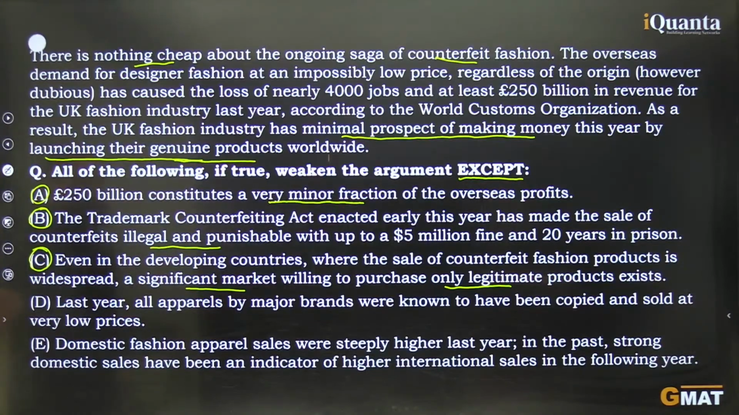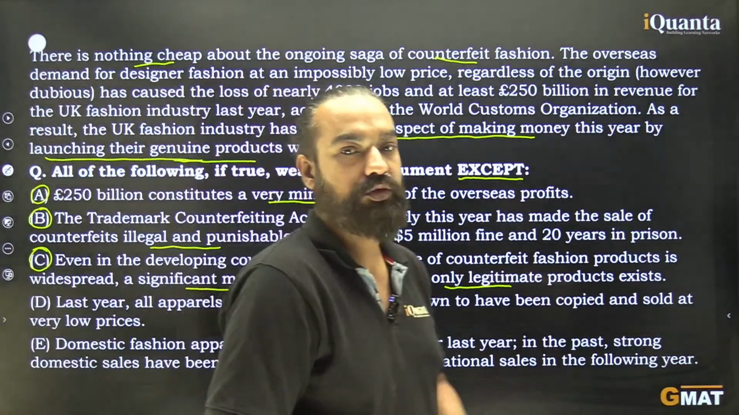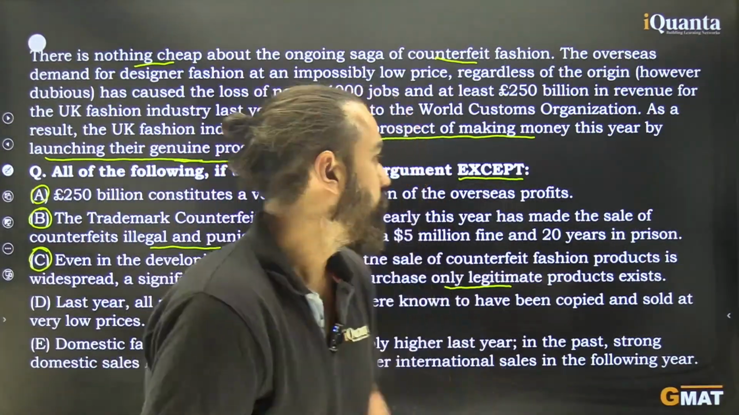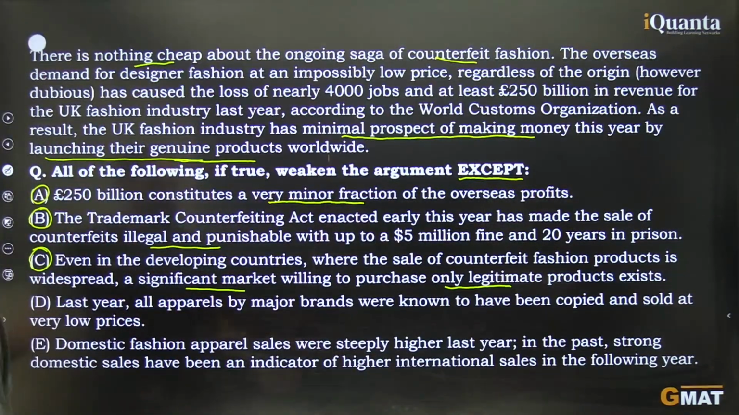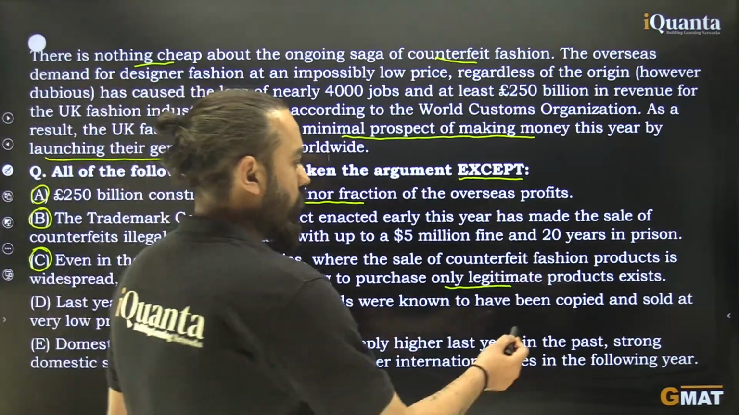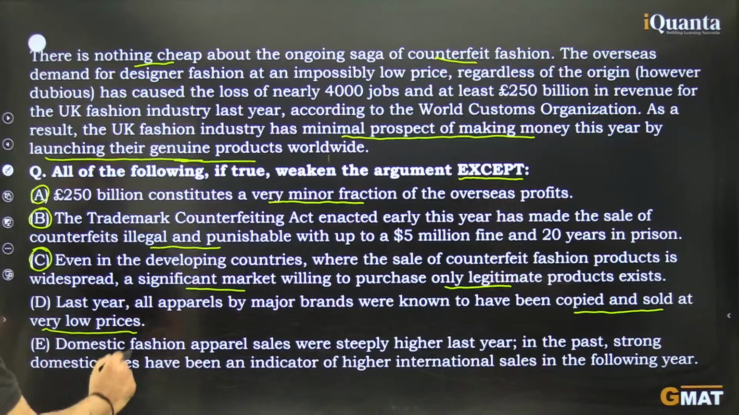D says, last year all apparels by major brands were known to have been copied and sold at very low prices. Well, if all apparels by major brands were known to have been copied and sold at very low prices, this is a cause for concern. Yes, this does tell you that they should not be launching their genuine products because there is a chance that they will be copied and sold at very low prices. So D does not weaken the argument. If at all, it kind of strengthens the argument.